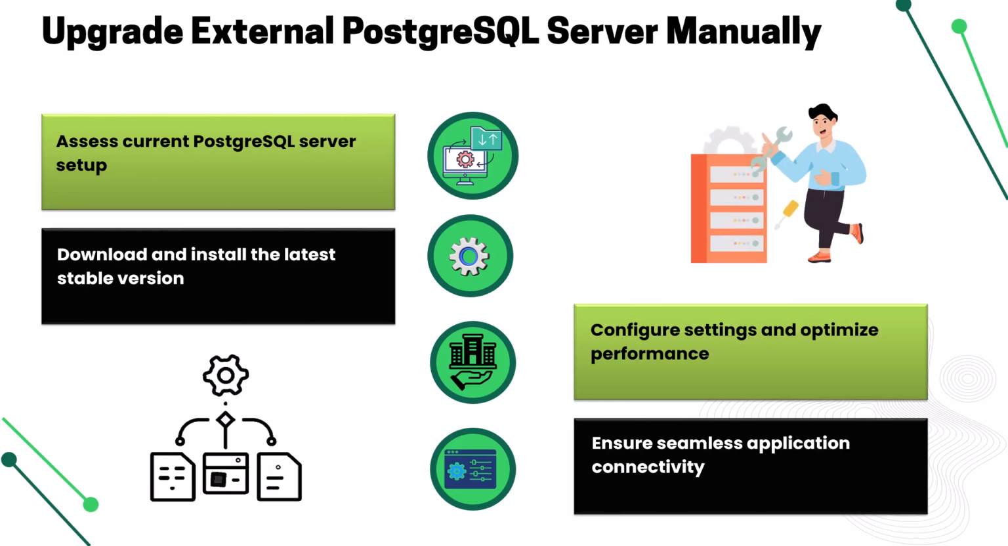Upgrading a PostgreSQL server manually means rolling up your sleeves. First, know your current setup like the back of your hand. Then, download and install the latest version, because old software is like expired milk. Next, fine-tune configurations for peak performance. And finally, ensure everything connects smoothly, because an upgrade that breaks everything is, well, not an upgrade.